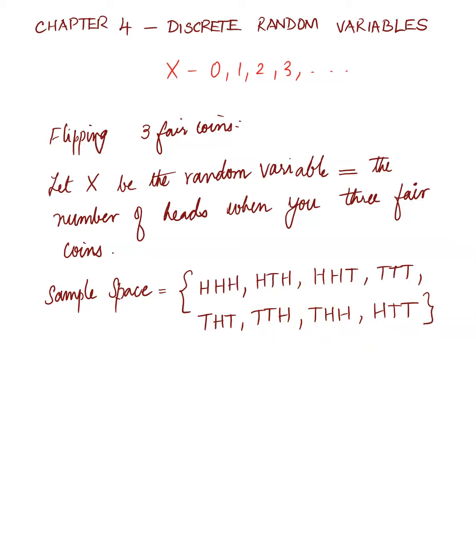Now when we talk about capital X being the random variable, the random variable is the number of heads when you toss 3 fair coins. So look through your sample space. Is there an outcome which has no heads? Yes, we have TTT. There are no heads there. So there is a possibility when there are no heads, which means it's 0, right? So the possibility of getting 0 heads. So let me write that there.